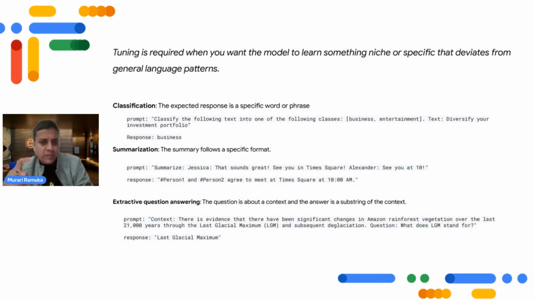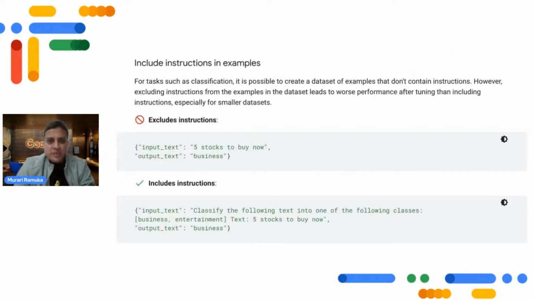This is what is shown as a part of tuning, where you want to do something very specific, something niche, and try to deviate from the general language pattern. As we know, an LLM is capable enough of generating a generic response. But in case you want to feed something very specific, very niche, that's where you tune the model. And these are just a few examples which talk about when tuning is required and when you want to learn from something specific.